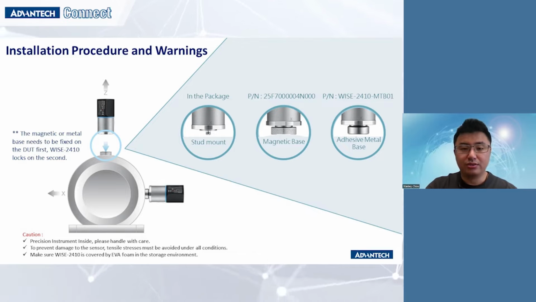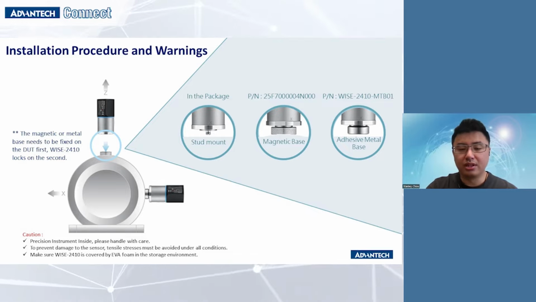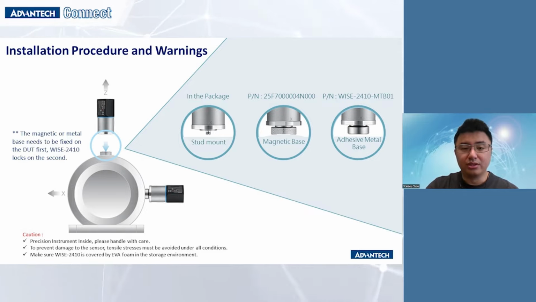You can use the stud mount, directly fixing the 2410 on your motors. If you don't know which is the best position for sensors, you can use the magnet base for trials. And if you have confidence, you can use the metal base with epoxy and stick the metal base directly on the motors and fix the 2410 on it. For most applications, we suggest you mount the 2410 in the Z-axis direction for inspections. It's more stable and easier for mounting.